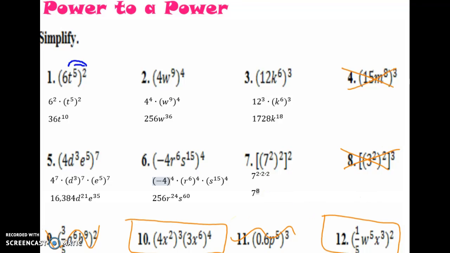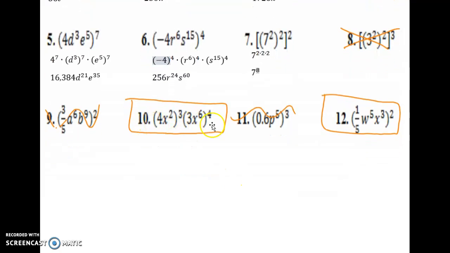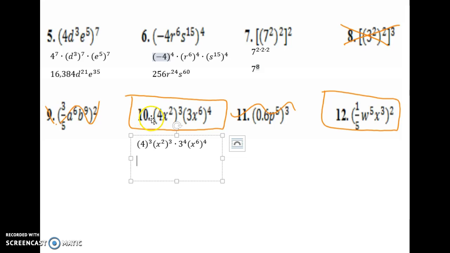We're going to do numbers 10 and 12. If you take a look at numbers 10 and 12, these are a little more complex because on number 10, they're actually multiplying powers to a power, and there's multiples here. So we need to break this apart a little more. I'm going to break it apart for you so you can see it, and then you can try some on your own. When broken down, this is 4 to the 3rd power, x to the 2nd to the 3rd, and then that's multiplied by 3 to the 4th, x to the 6th to the 4th.